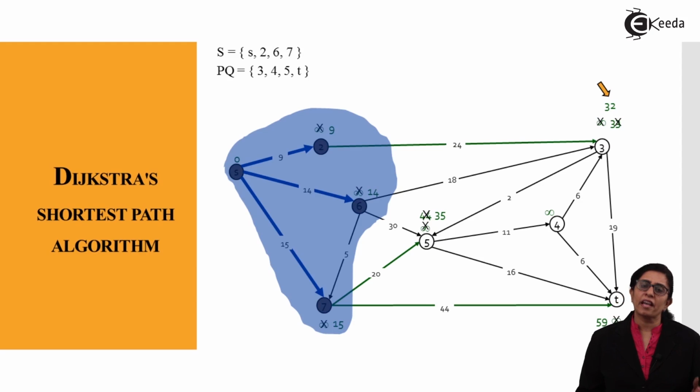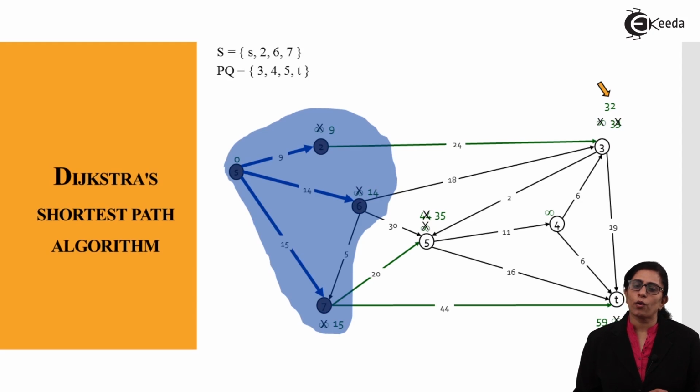And in the array S, I have the values S, 2, 6 and 7. So these are the three nodes which are fixed locations, or which can be traversed at the minimum shortest path to reach these three nodes. And the remaining nodes whose distance needs to be fixed on the shortest path are 3, 4, 5 and the destination or the terminating point T.